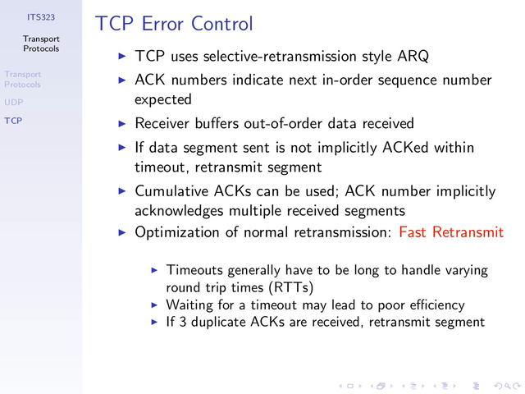The concept of cumulative ACKs can be used. This is a cumulative ACK. It acknowledges multiple segments received. We accumulated the sequence numbers received and send a single ACK. Let's go through the basic form for error control or retransmission, and then we'll see an optimized form of retransmission.